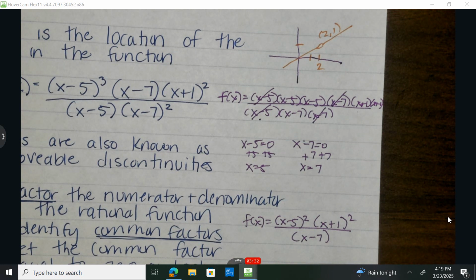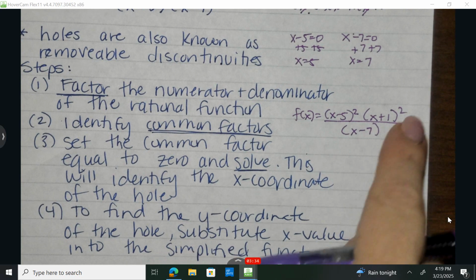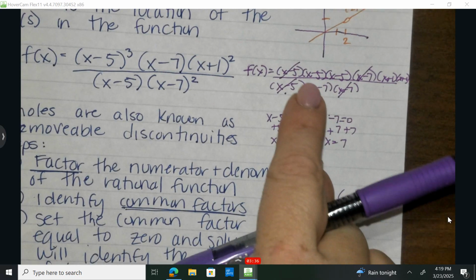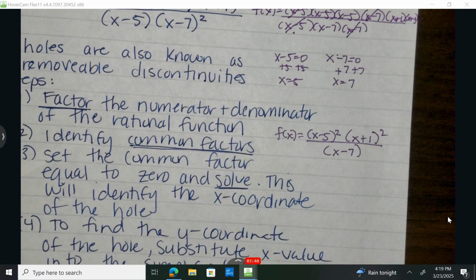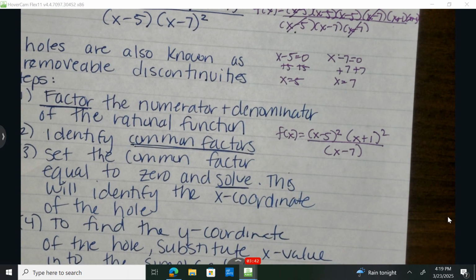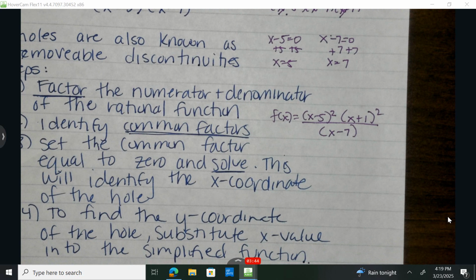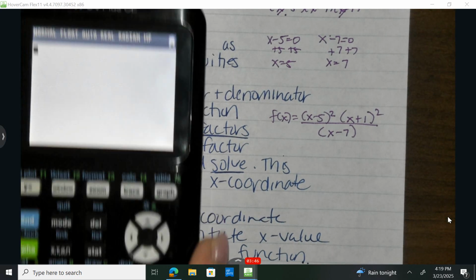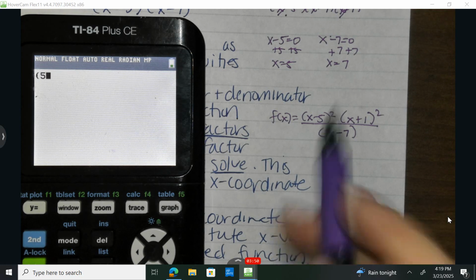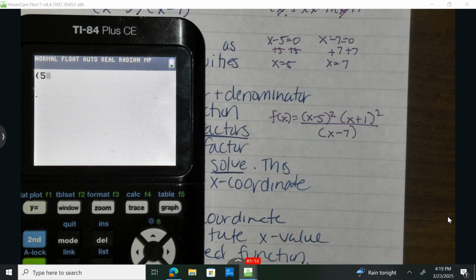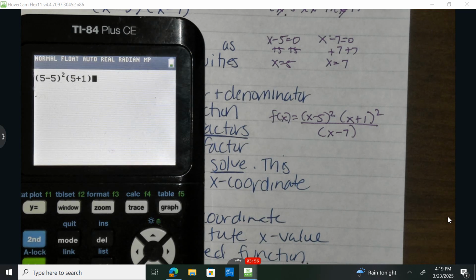How do we figure out what the y coordinate is? We come over here to our simplified expression. I've simplified it, two groups, put everything down, and now I'm going to substitute in 5. Let's see if we actually get an output value. I'm going to grab my calculator, though we could do this by hand as well. I'm going to substitute in 5 wherever I see an x. So (5 minus 5) squared, and (5 plus 1) squared.